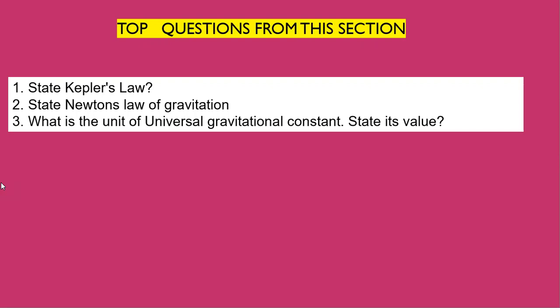What is the unit of universal gravitational constant? Universal gravitational constant unit is Newton meter square per kilogram square, and its value is 6.673 into 10 raised to minus 11. I hope you understood this section.